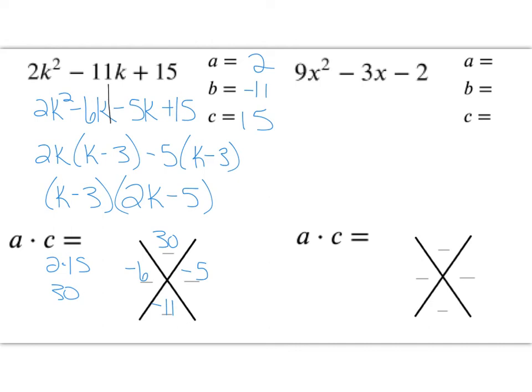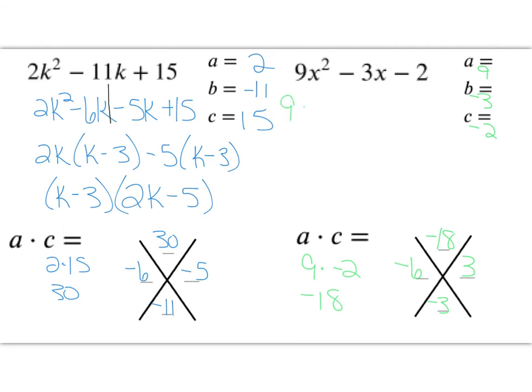Next, we'll factor 9x squared minus 3x minus 2. So A is 9, B is negative 3, and C is negative 2. A times C is 9 times negative 2, which is negative 18. So I need my product to be negative 18, and I need my sum to be negative 3, whatever B is. So when I look at that, I think negative 6 times positive 3, right? That equals negative 18. And when I add them together, I get negative 3.